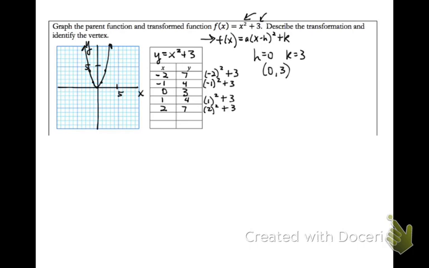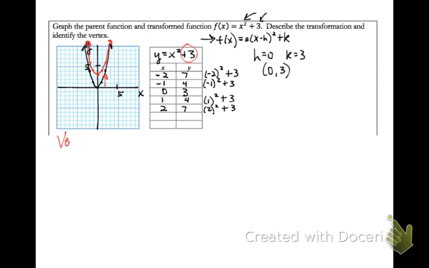So now I'm going to graph that in red. So negative 2, 7, negative 1, 4, 0, 3, positive 1, 4, and then 2, 7. Nice smooth U-shaped curve. Every value has shifted up 3, just as this value has been added to our equation.